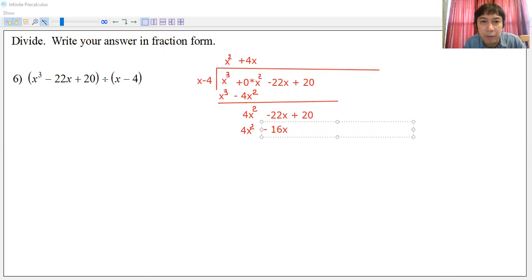And back to subtraction. So we put the subtraction process now. 4x squared minus 4x squared, that's a 0. Negative 22x and negative 16x, that becomes a positive 16x. So we will have a difference of negative 6x, over here, negative 6x. And then the plus 20 minus 0, so that's a plus 20.